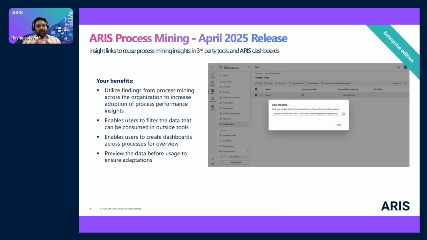So the insight links is basically a link that you generate within the data set of your process mining, given all the filters, configurations of the data and everything. And then you just allow this link to be consumed in the BI tool of your choice. So let's go ahead and see how this actually works.